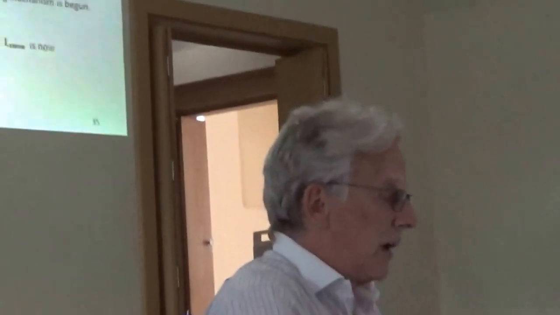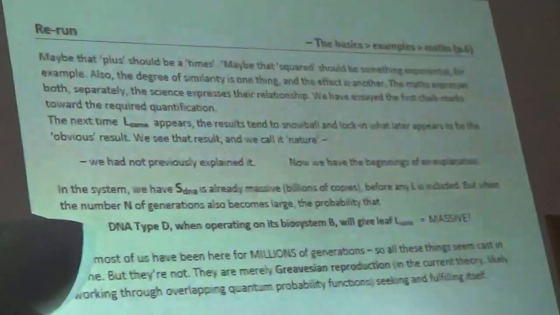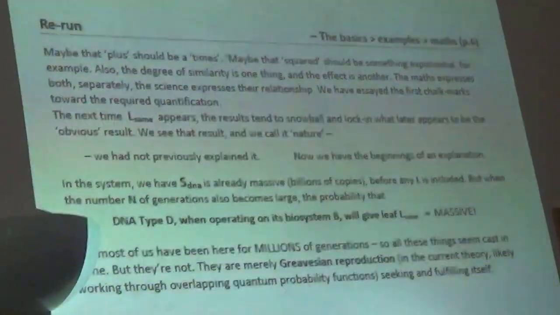So the probability that that particular mass of DNA will give that leaf again is now higher. Anyway, cut a long story short. Maybe that plus should be a times, maybe that squared should be something exponential. That's what we don't know: how much each one of these degrees of similarity influences any other. Anyway, next time the same leaf appears, the results tend to snowball. And we see that result today, and we call it nature. We've never explained it, but this explains it.